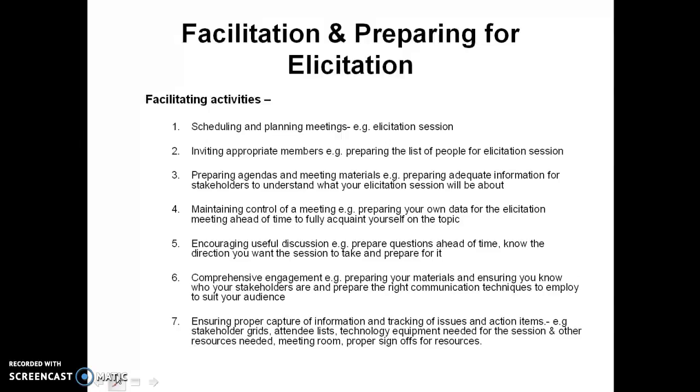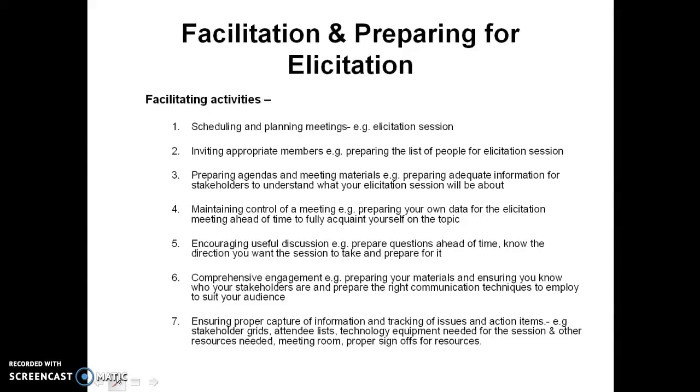Scheduling and planning meetings. Example would be scheduling and planning for your elicitation session. 2. Inviting appropriate members. That is, preparing the list of people for the elicitation session. 3. Preparing agendas and meeting materials. Example, preparing adequate information for stakeholders to understand what your elicitation session will be about.